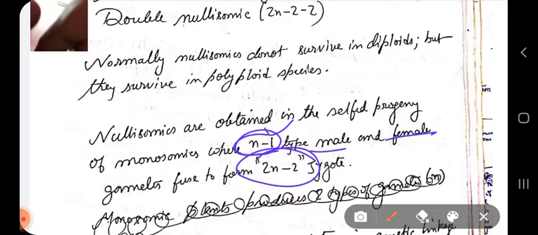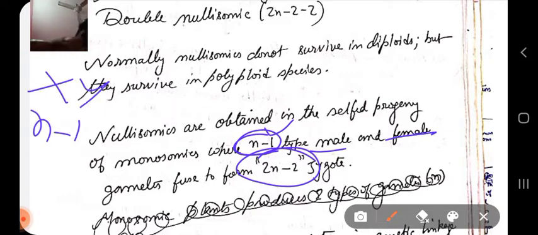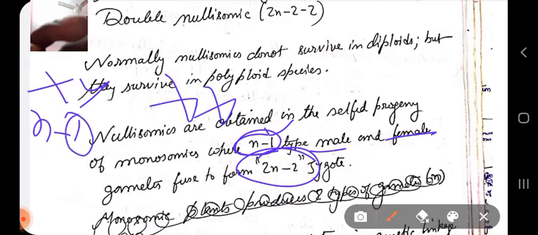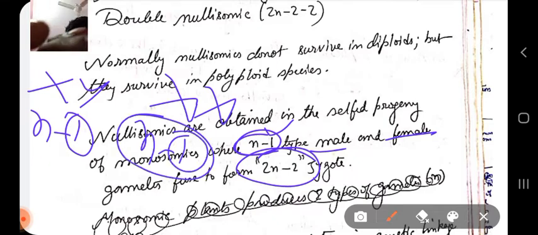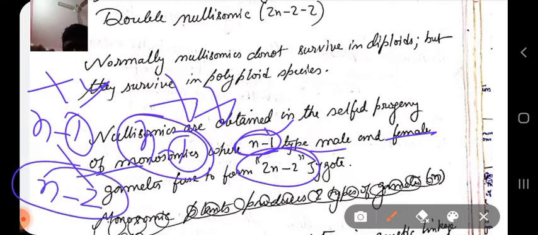So the males have n minus 1, with one chromosome missing, and the females also have one chromosome missing, the same chromosome as in the male. When they fuse to form a zygote, we get a nullisomic individual, a nullisomic zygote.